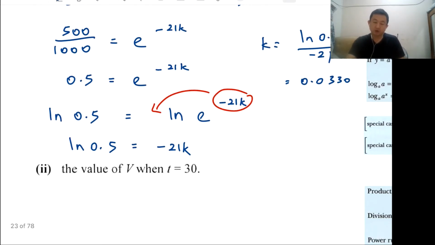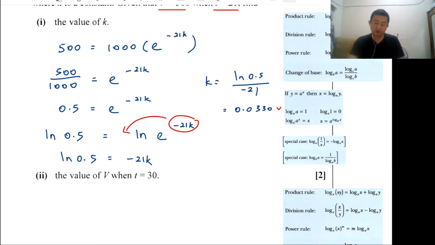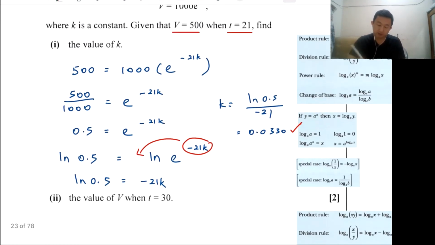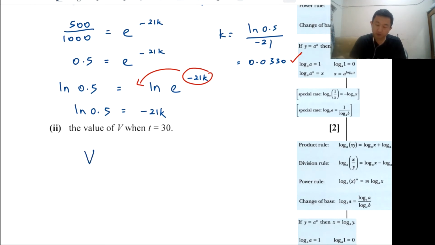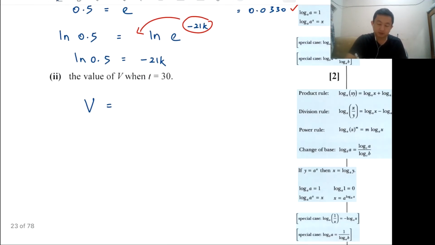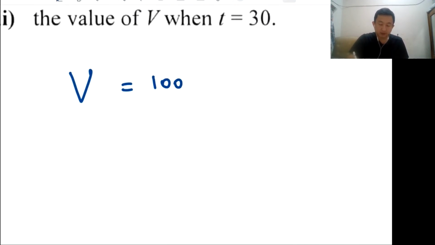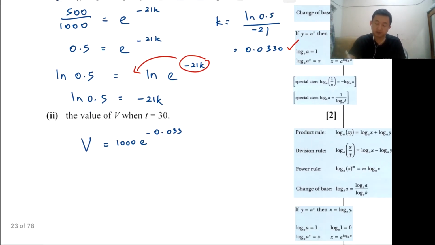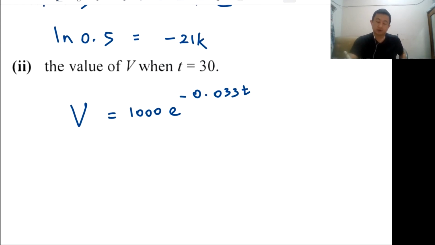Now you know the value of k, you can put it back to the equation and find the value of v when t is given. So put it back, go back to the original equation. V equals to 1000 e to the power of negative k t, what is the value of k? 0.033, and then t. So t is here. So you're going to sub t equals to 30. So 1000, this is very simple actually.